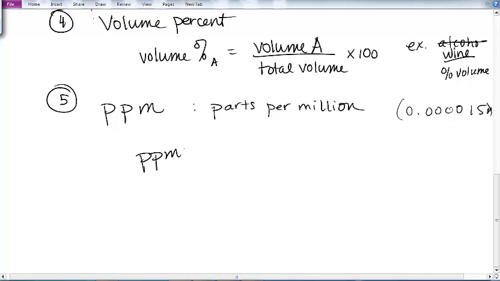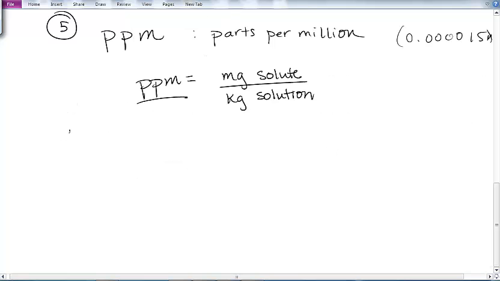Here's how you compute. There's multiple ways to compute parts per million. Here's the easiest way. Simply take the milligrams of your solute and divide it by the kilograms of the entire solution. A milligram is 1,000,000 times smaller than a kilogram. So if you take milligrams divided by kilograms, then what you get is parts per million. So that's a nice, easy way to do it.